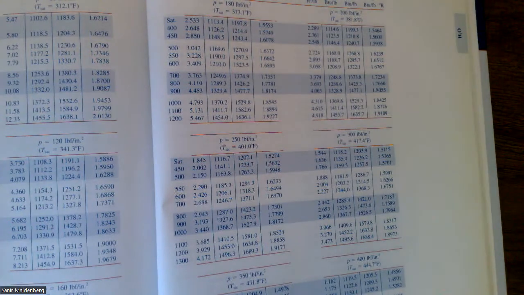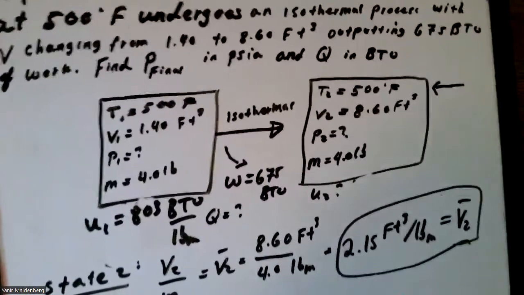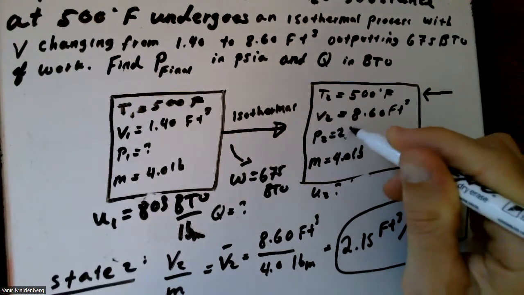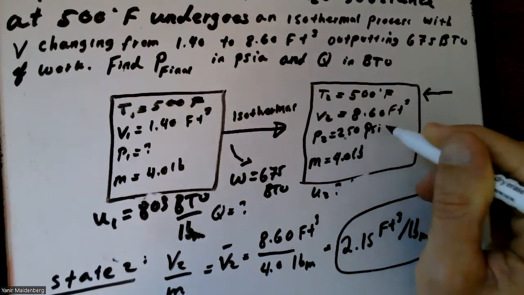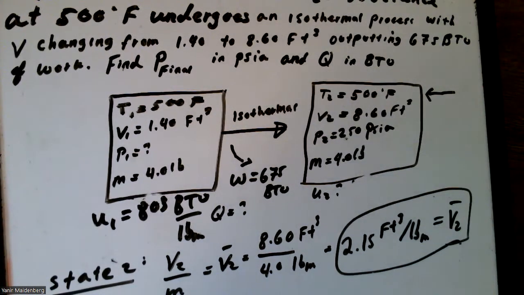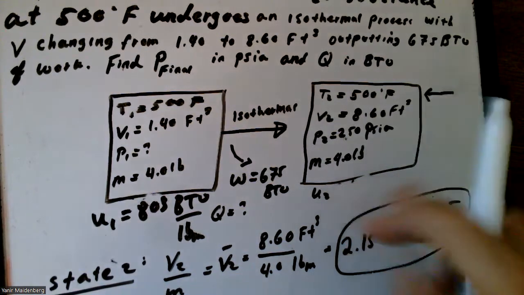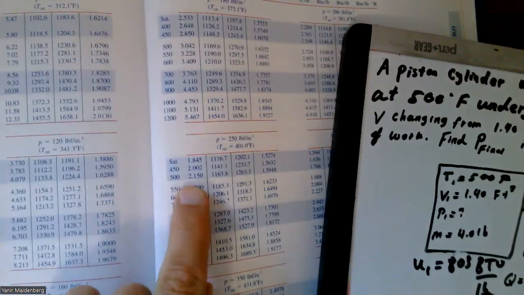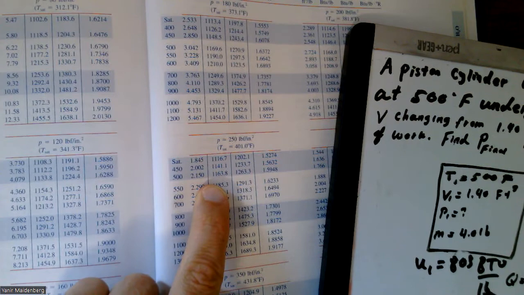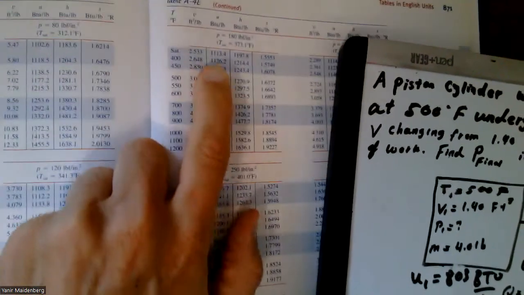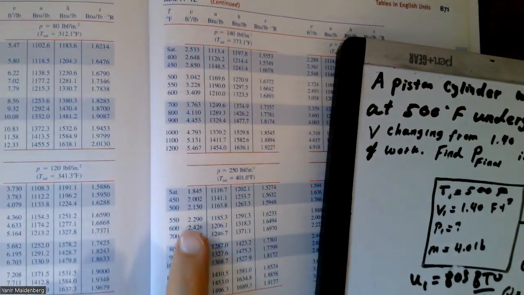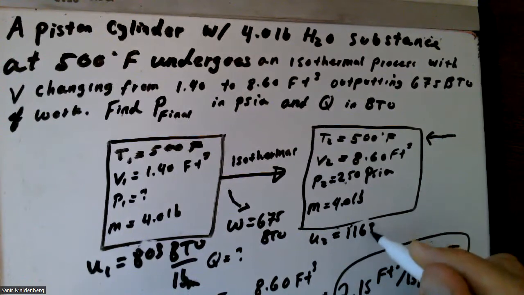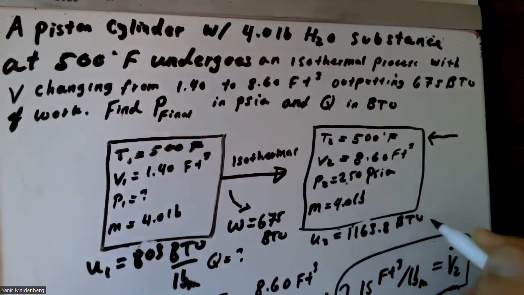So that gives me that answer here, and I'm going to put that in directly. My second pressure, we just figured out, is 250 psi. And I need to find U2. I'm going to read that off directly. At 500, my U is 1163.8 BTU per pound mass.